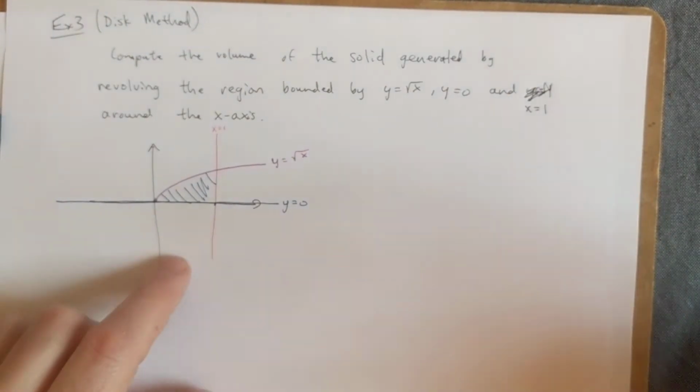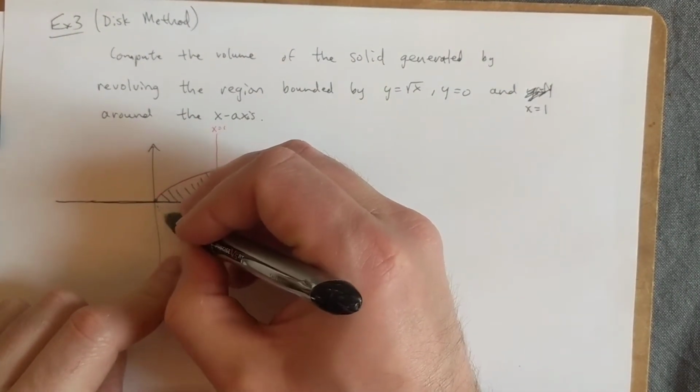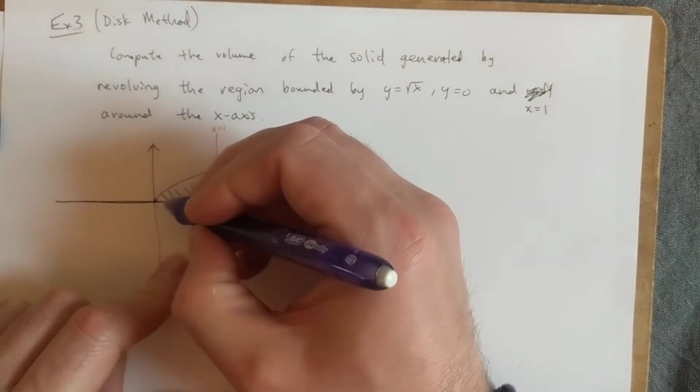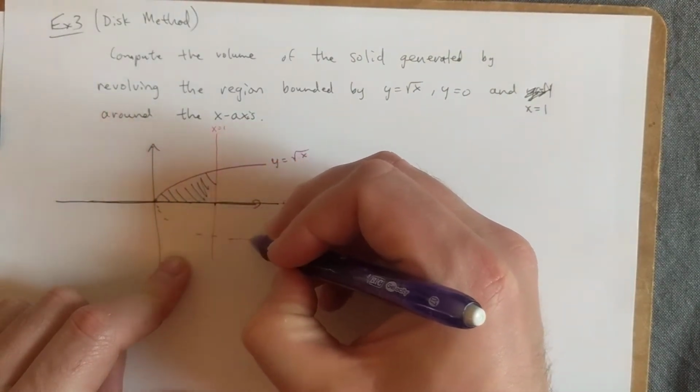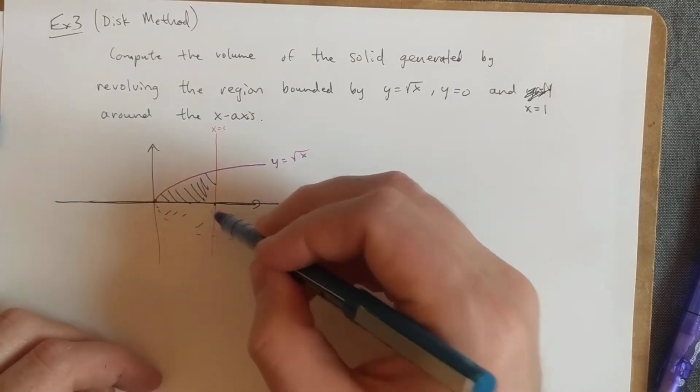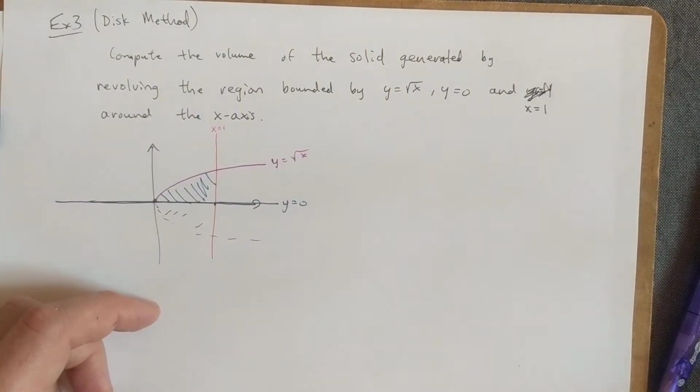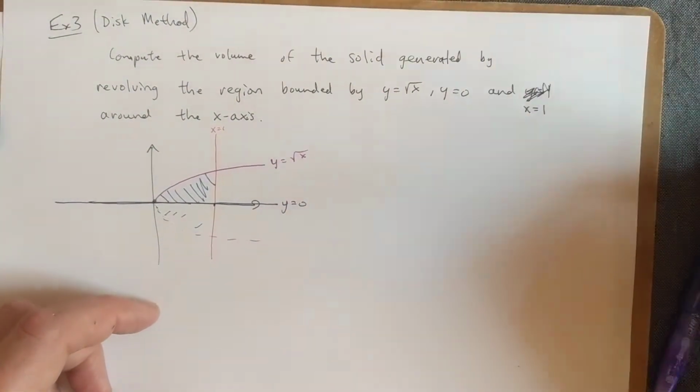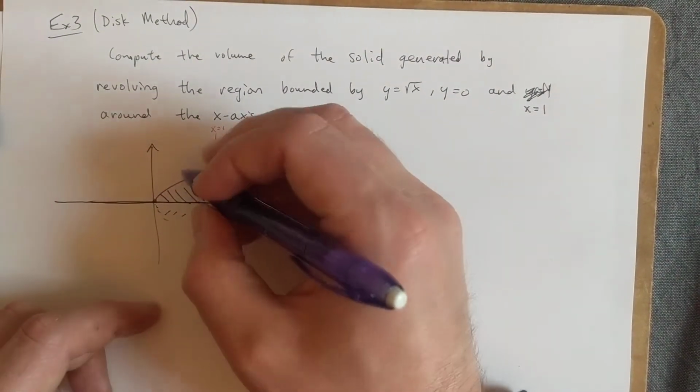We're revolving it around the x-axis, so we're just spinning it. If you've ever worked with, I don't know, a lathe or something like that, think of that. And this region's going over here. And so what kind of cross-section are we getting here? Well, we're getting a circle.